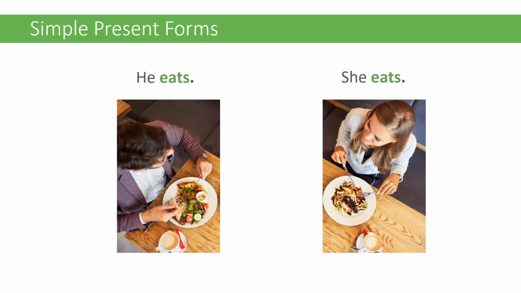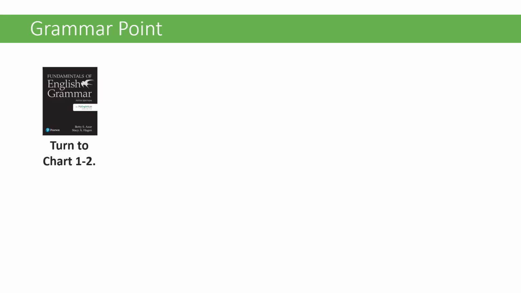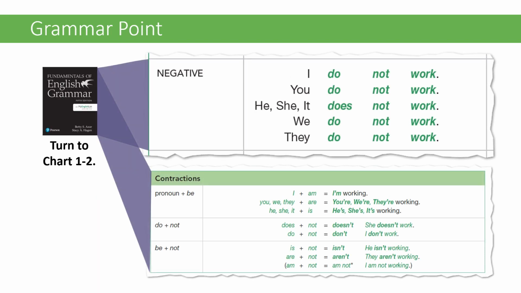So look at these examples of these simple present tense verbs. We see he eats, she eats, but they eat together. So to make a verb negative, what we do is add do not or does not before the verb. Use do not or the contraction don't when the subject is I, you, we, or they. For he, she, or it, use does not or the contraction doesn't.